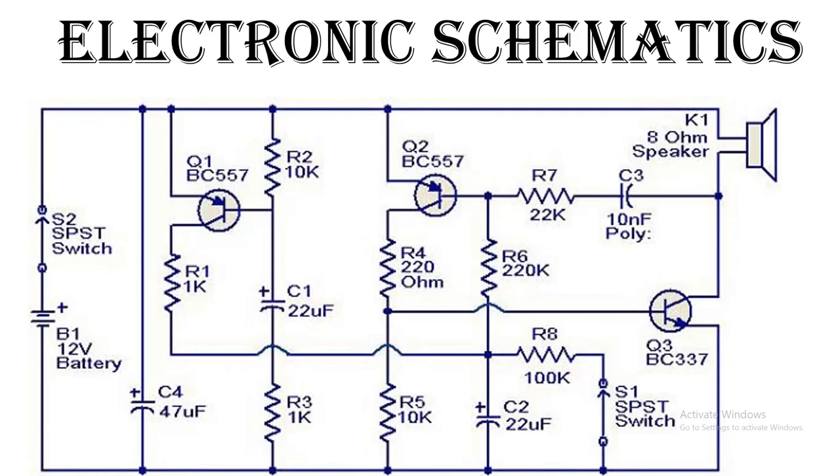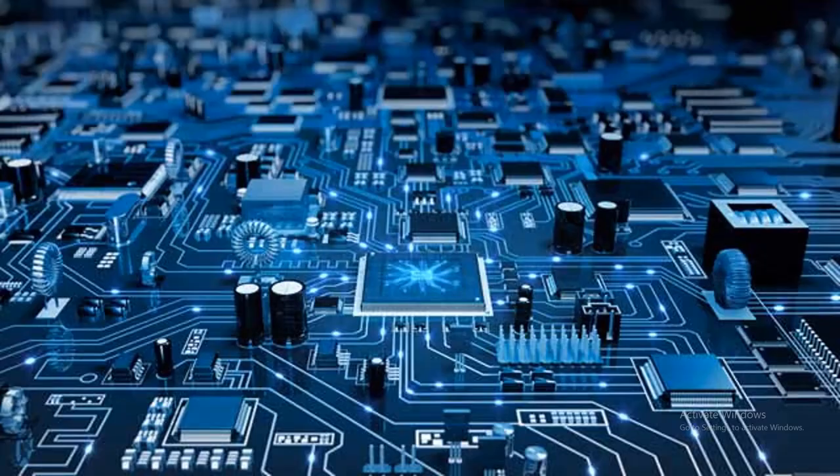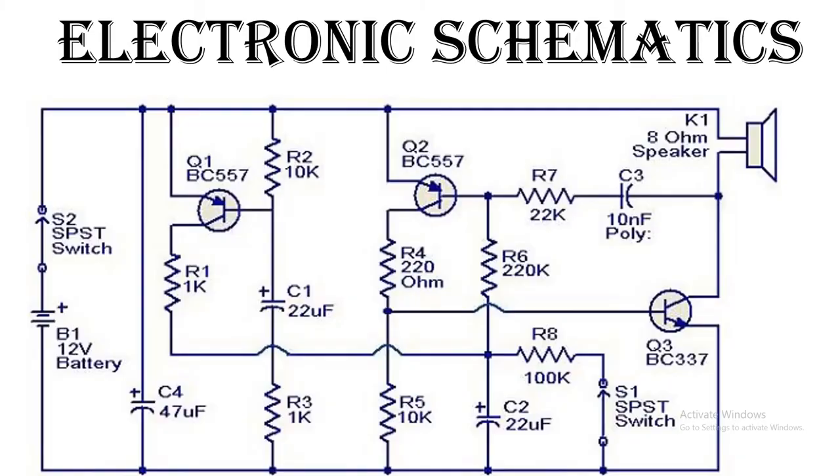How to read electronic schematics and how to understand them. Friend, if you want to make electronics projects or electronic circuits, you first need to understand the electronic circuit diagram, which is called an electronic schematic. With the help of electronic schematics, you are able to make an electronic circuit. The electronic schematic or electronics diagram is the combination of the symbols of the electronics components.